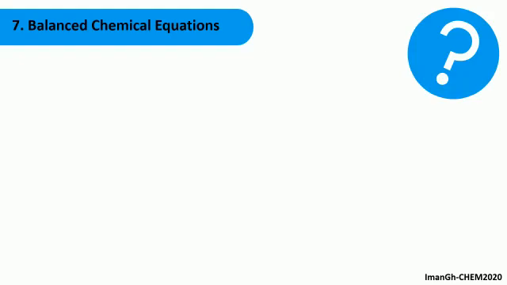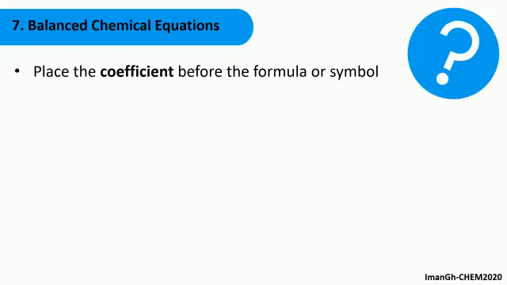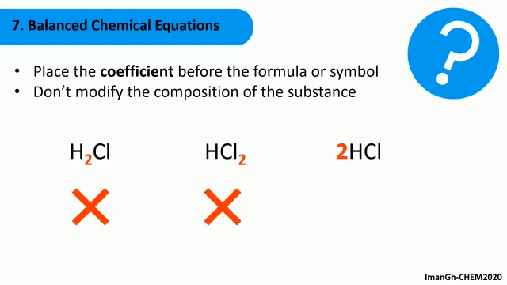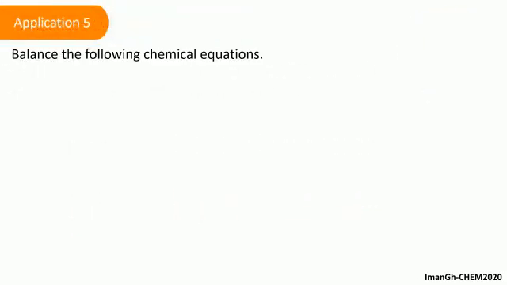Pay attention to the following mistakes whenever you are balancing chemical equations. Always place the coefficient before the formula or symbol, and never modify or change the composition of the substance by changing the subscript. Consider the following 3 examples of hydrogen chloride. The first 2 are wrong because we have changed the subscript, and so we have modified the composition of the substance, whereas the third one is correct because we placed the coefficient before the formula.